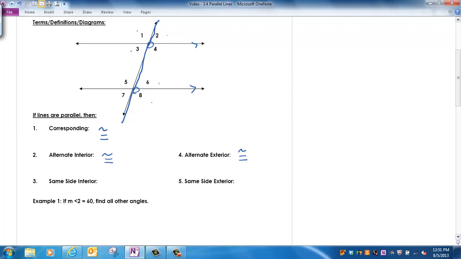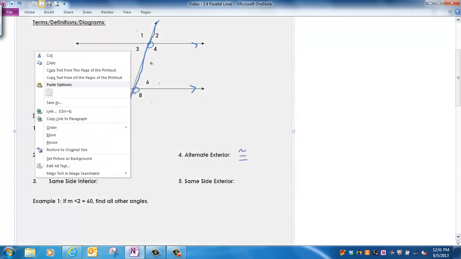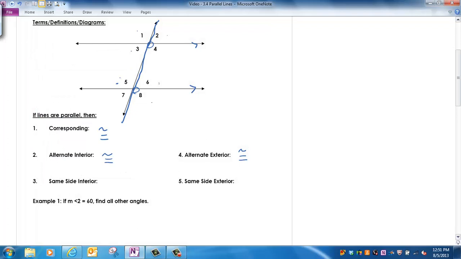Now our last two cases are a little bit sneaky. If I look at same side interior, let's say 3 and 5, they don't look to be the same. One's acute and one's obtuse. But if I start to use my facts, well, I know 3 and 6 are the same, and what do 5 and 6 have to add up to? If it's a line, they add up to 180. So lo and behold, what word did we use? That's right, supplementary. My same side interior angles will be supplementary.